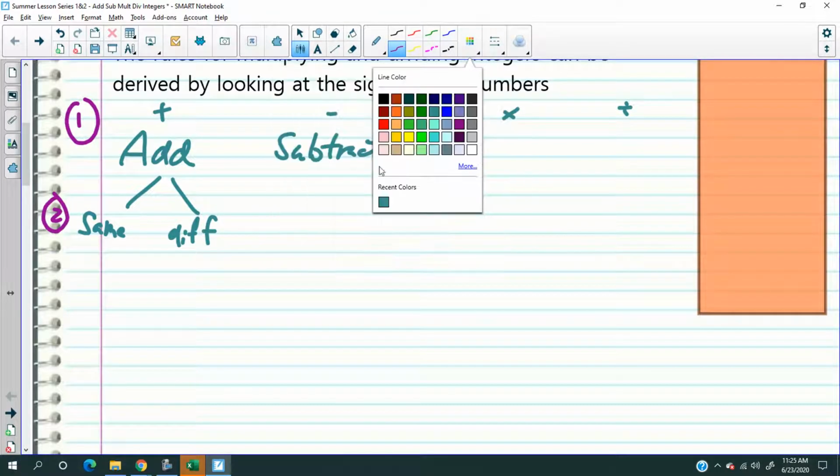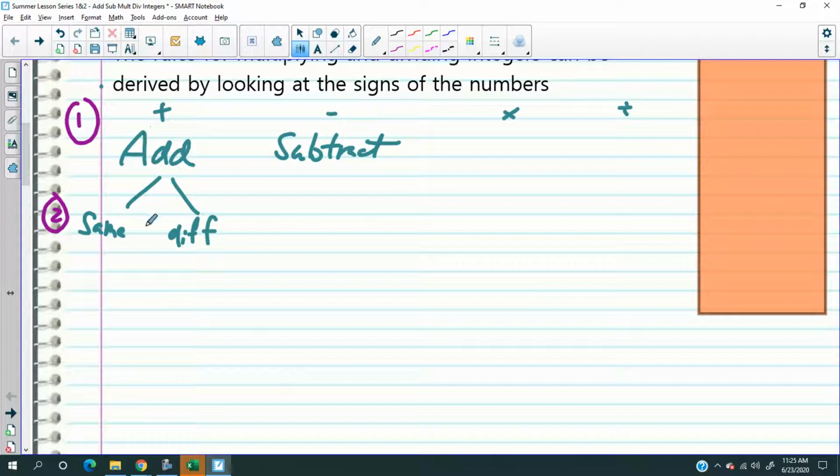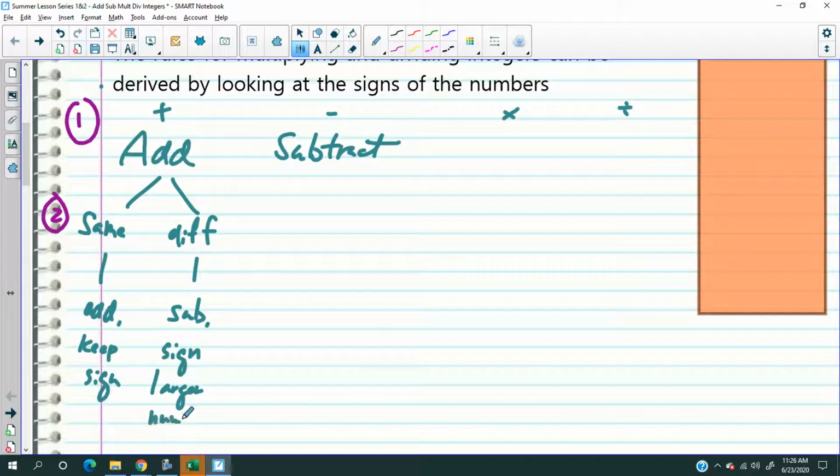Okay, as a matter of fact, why don't I just tell you this now? Does it matter when you are adding what the signs are? Absolutely, right? Because if the signs are the same, there's a set of rules, right? When the signs are the same, what do you do? Right, you add and then you keep the sign, right? When they're different, what do you do? Yeah, you have to subtract and then you have to find the sign of the larger number, right? So you see what's happening here. There are 3 levels of decision making here.